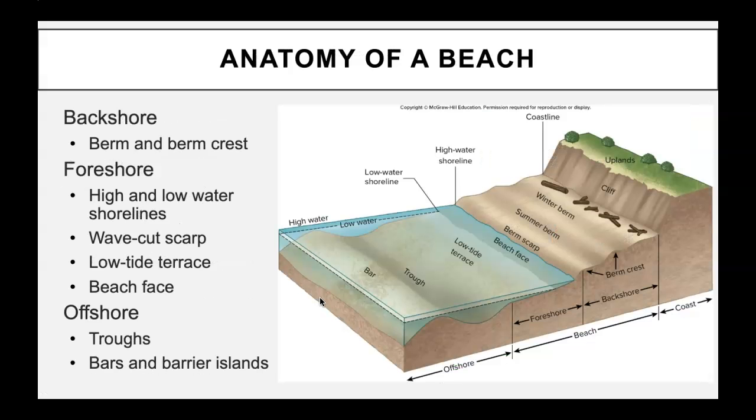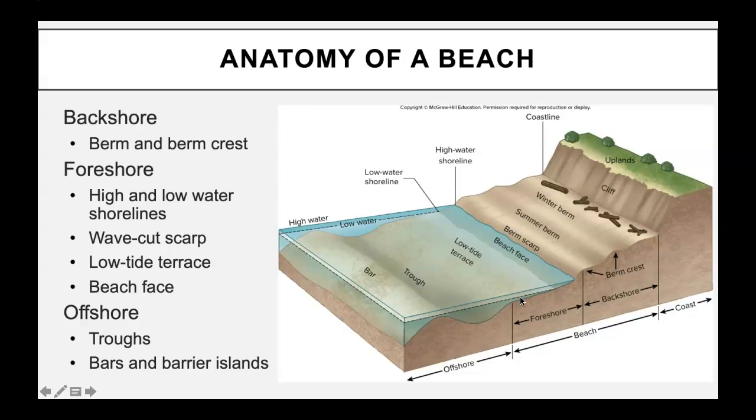All right, parts of the shore face here. The back shore, the foreshore, and the offshore. The back shore is the berm and berm crest. So the berms are these kind of humps here. There's a berm scarp, a summer berm, and a winter berm. They're just the lumps here on the beach that are formed because of wave action and storms. The foreshore is the high or low water shorelines. So that is going to be sometimes underwater, right? So the area between high and low tide.